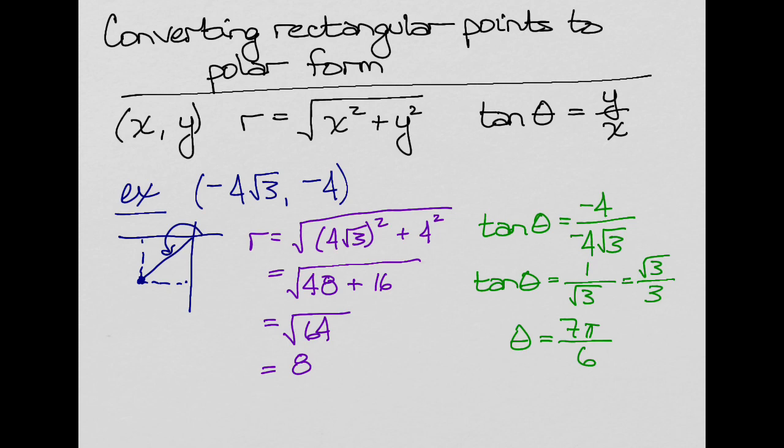So I got a value of r, got a value of theta. That means my point in its polar form, r theta.